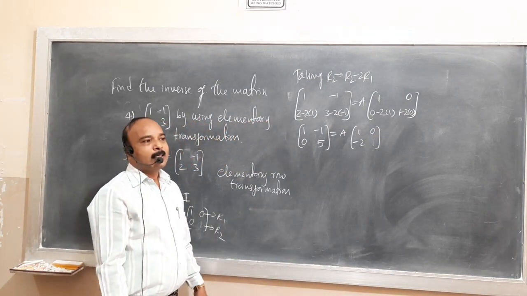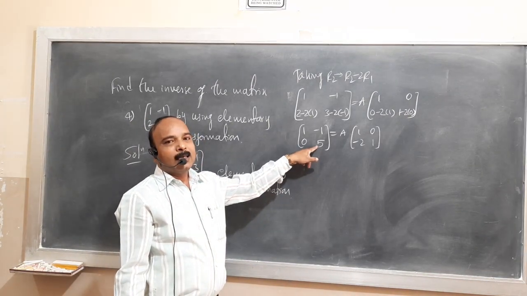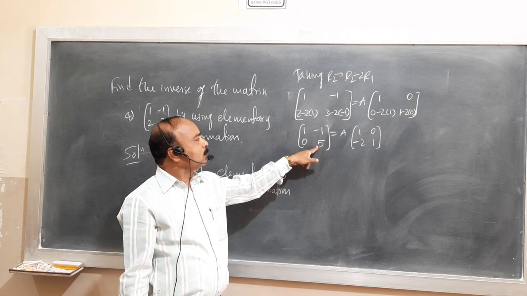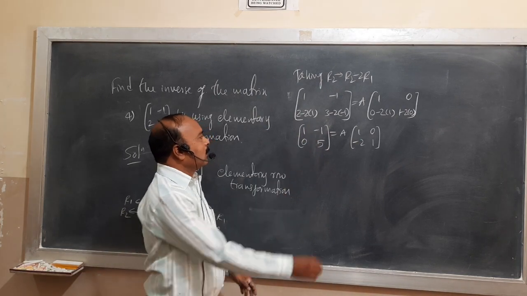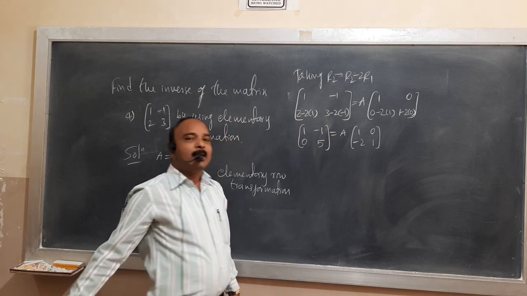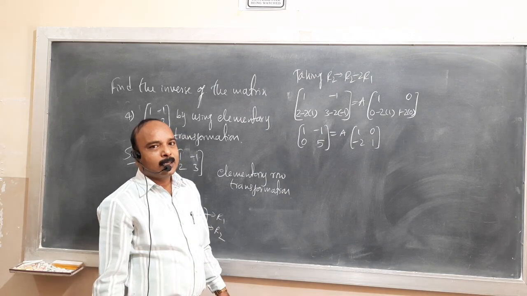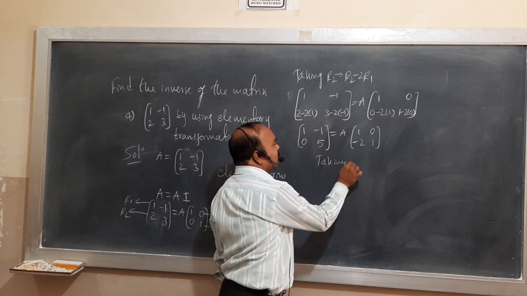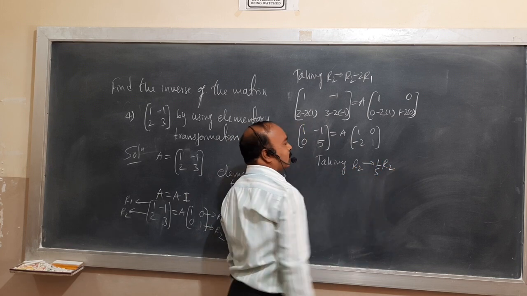Now in all the previous examples we directly got this element as 1, but here it is equal to 5. First we convert this 5 to 1, then we get the remaining part. For that, whatever element is present other than 1, we directly divide the whole row by that element, then we get 1. For that I will take the transformation R2 as 1 by 5 into R2.